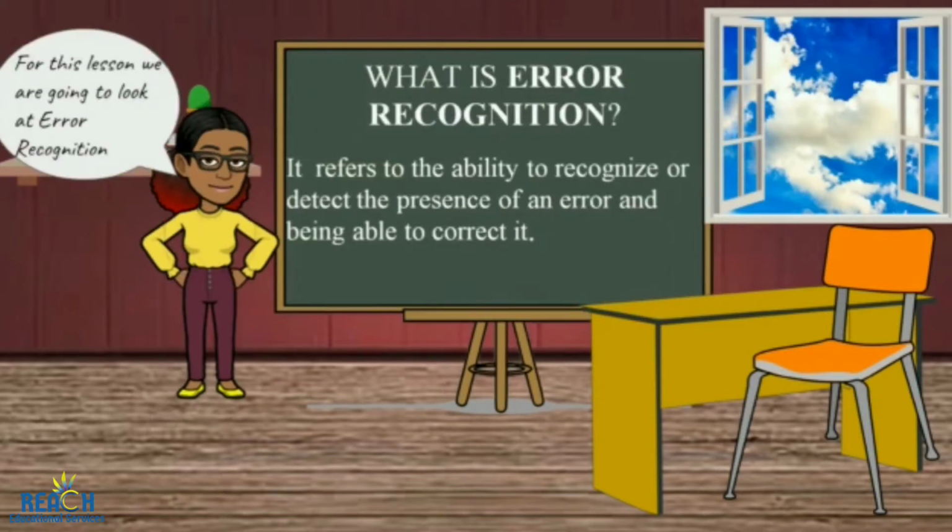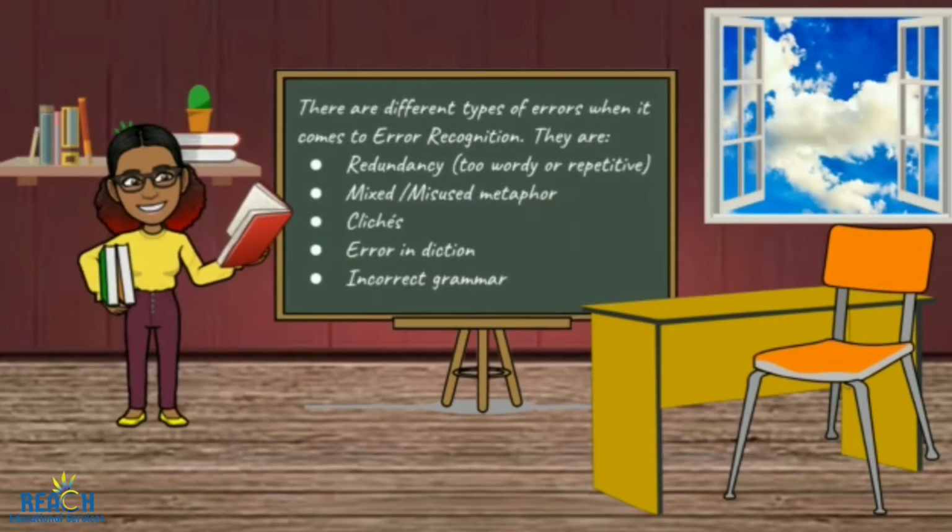What is error recognition? Error recognition refers to the ability to recognize or detect the presence of an error and being able to correct it. Simple, isn't it? Here are 5 major types of errors that often occur in sentences. They are redundancy, misused metaphors or mixed metaphors, cliches, error in diction, and incorrect grammar.